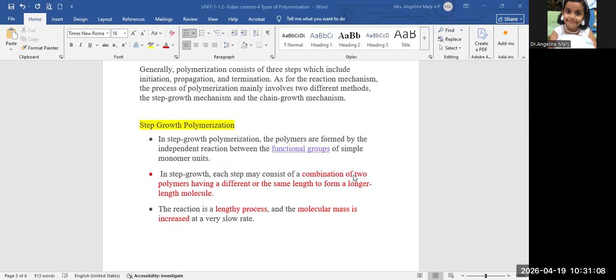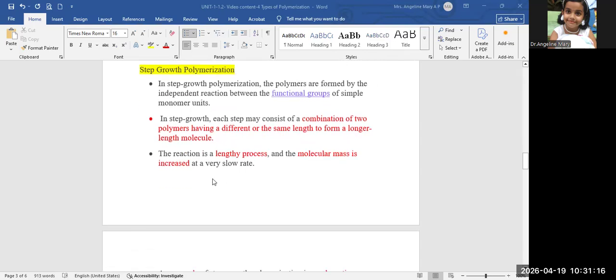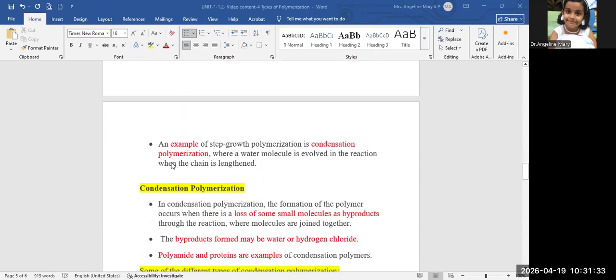Okay, a molecule A and a molecule B, which have different or the same length, combine to form a longer length molecule. The reaction is a lengthy process and the molecular mass increases at a very slow rate. For example, step growth polymerization is condensation polymerization.